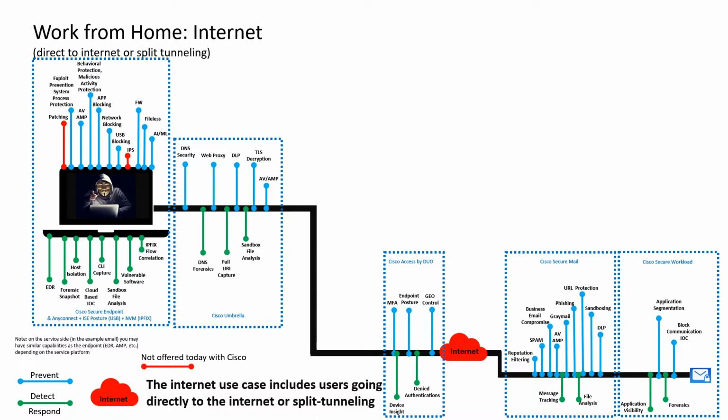So around application segmentation or micro-segmentation, blocking communications and IOCs, application visibility, forensics, all of those pieces can come with Cisco Secure Workload. And formerly most people would know it as Tetration. So almost a cloud-delivered firewall capability for all your endpoints when it comes to containers, VMs, Windows, Linux, etc. So that's fairly rounded out, right?